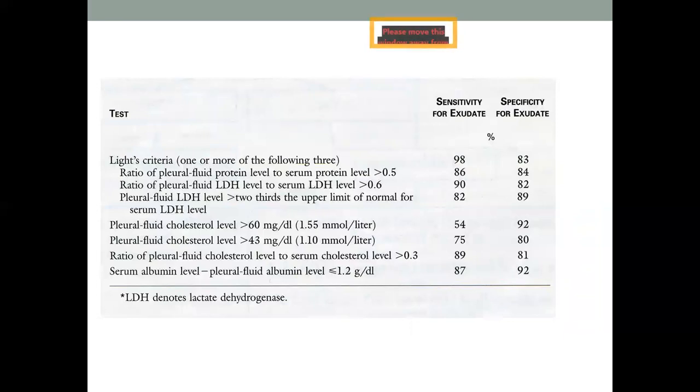Sometimes if the patient has received diuretics, the pleural fluid protein and LDH ratio will be disturbed. So in that case, if we cannot differentiate the pleural fluid into transudate or exudate straight away, then we can apply Light's criteria. This is Light's criteria.